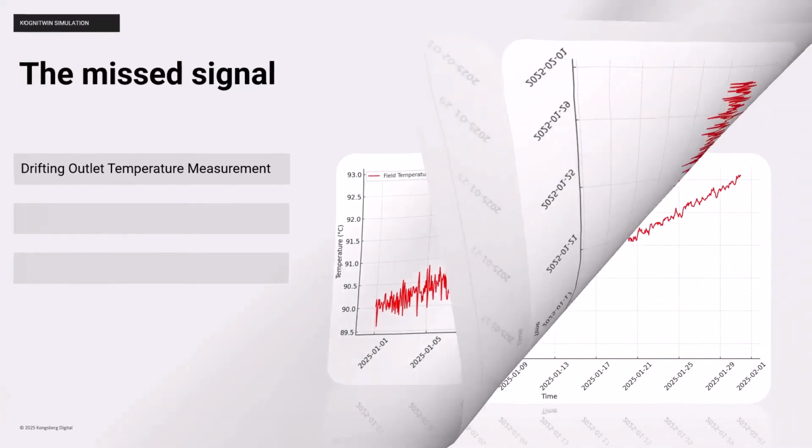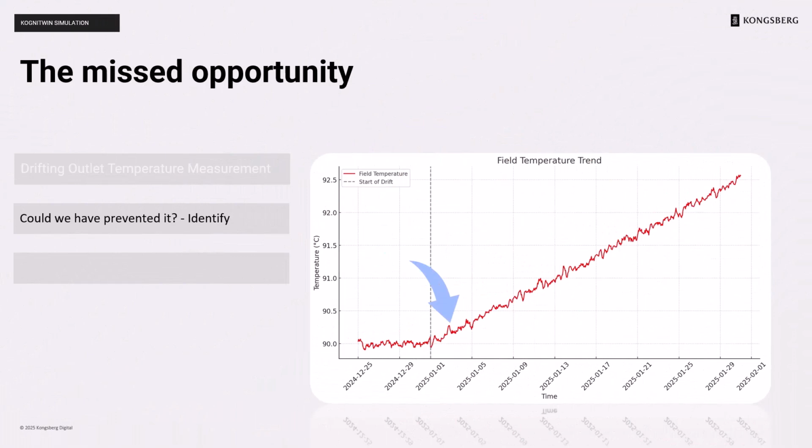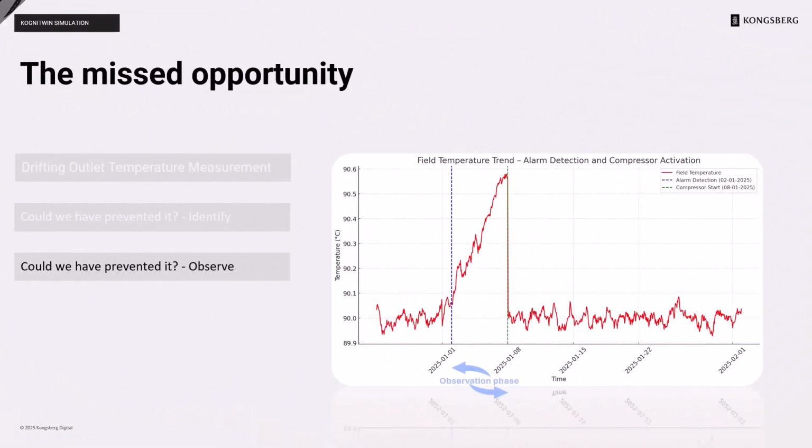What if we had a tool that flagged growing mismatches before they turned critical? An ideal system wouldn't wait for an alarm. It would alert the user as soon as the drift began, triggering an observation phase and enabling a proactive decision, like starting the standby compressor before failure occurred.